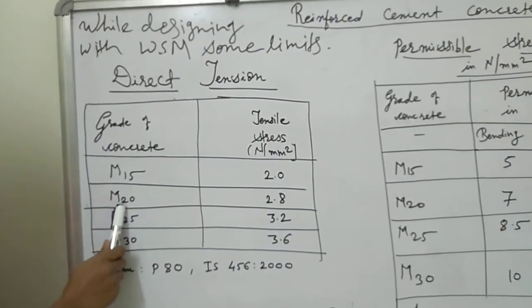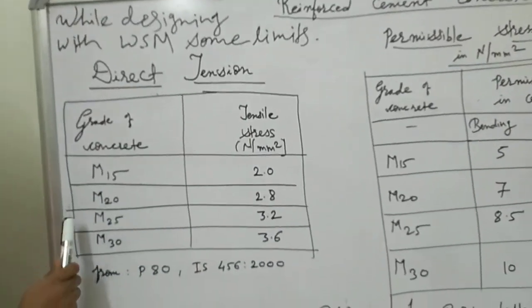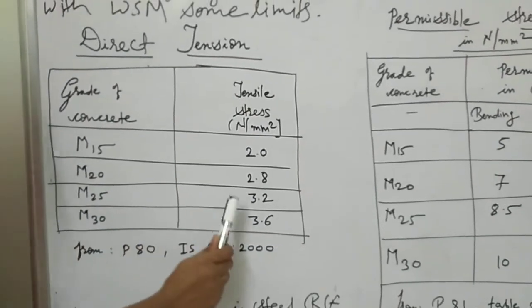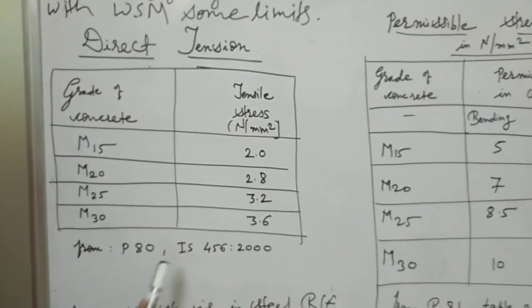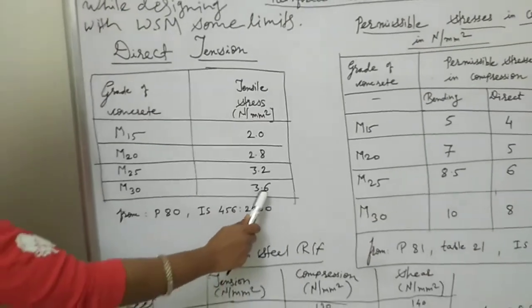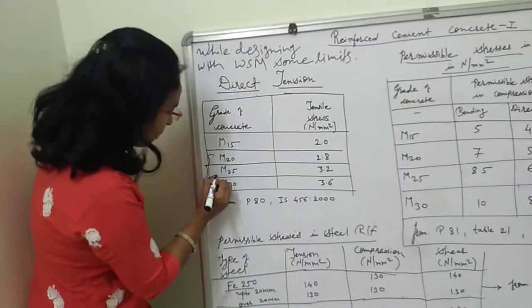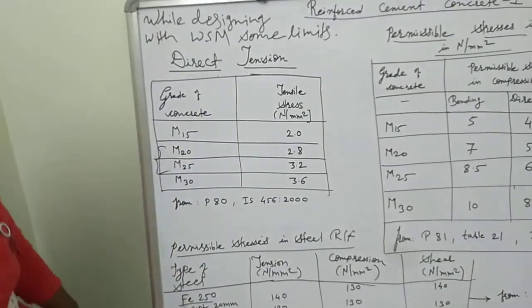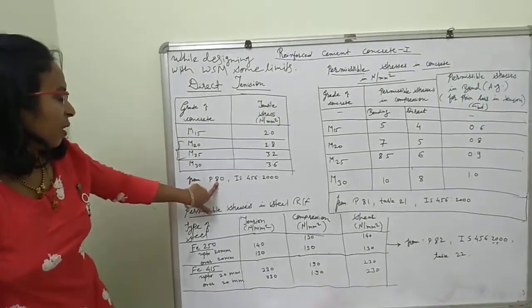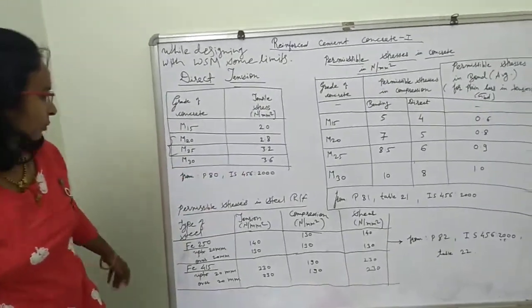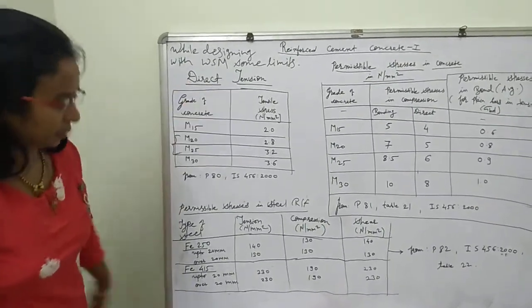For M20 grade of concrete, the tensile stress is 2.8 Newton per mm square. For M25, it is 3.2 Newton per mm square. And for M30, 3.6 is the tensile stress in Newton per mm square. We always take the M20 and M25 grade of concrete nowadays. You can also take these values from page number 80 of IS 456-2000. So these are the limiting values in direct tension.